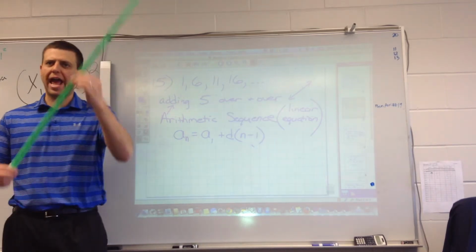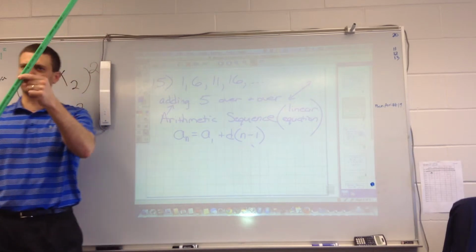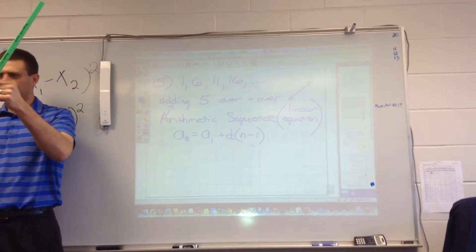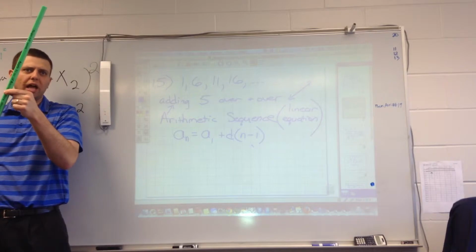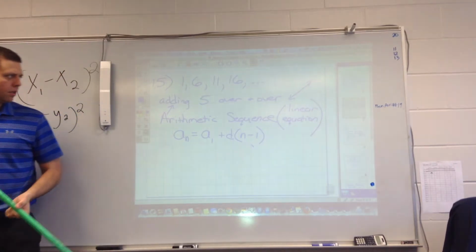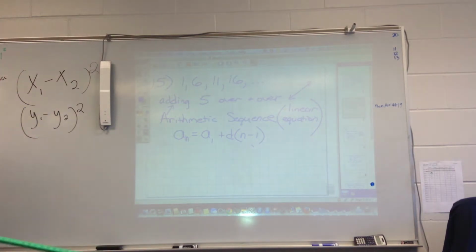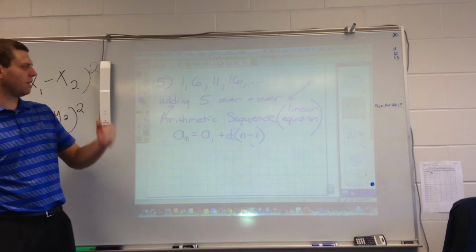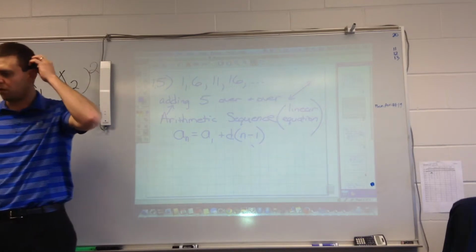Because anytime you're adding the same thing over and over again, your rate of change stays the same. You're just really talking about the slope of a line, whether it's a positive slope or a negative slope. So an arithmetic sequence is really just a linear equation. It's a consistent rate of change. You're adding the same number over and over again.